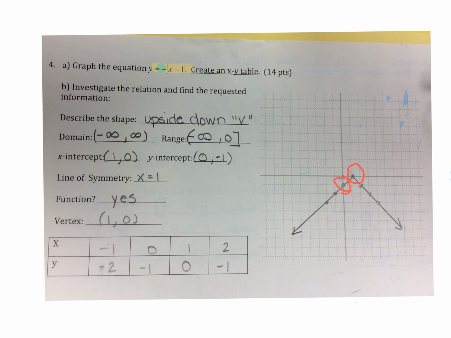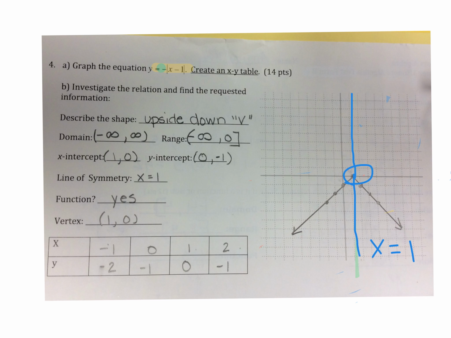So then it has a line of symmetry. By line of symmetry, I mean, can I take this graph and fold it on top of each other, and will it match up exactly? So our line of symmetry is right here, where the vertex is. I didn't show that very well, so let me erase that and use the pencil. So right here, and that is at x equals 1. So yes, it's a function, and the vertex is the same as that x-intercept at 1, 0.